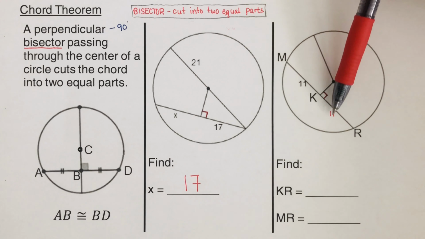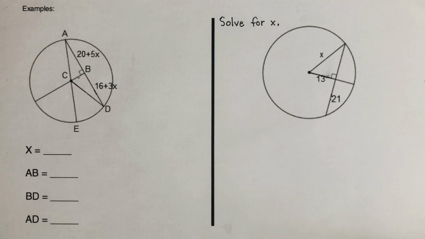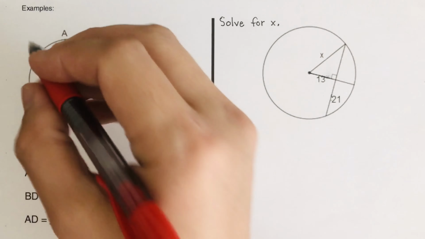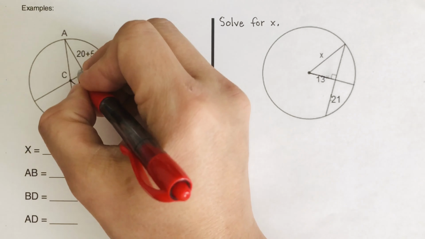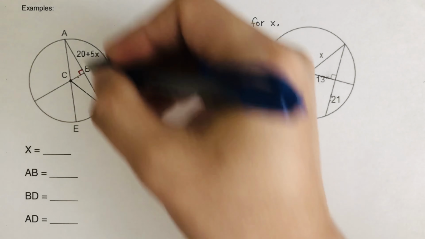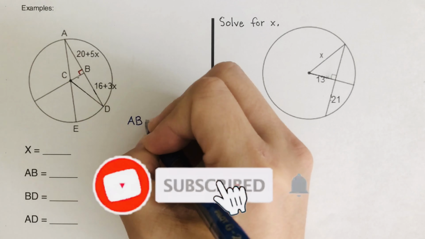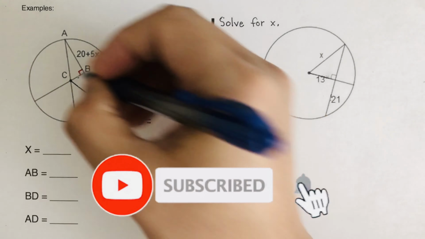Now let's move on to the next example. It's pretty much the same thing, but this time around we have expressions as the length of the chord. Since we know that CB is a perpendicular bisector, because there's a small square indicating 90 degrees, the chord was cut into two equal parts. So we can set up our equation as AB is equal to BD. This half is equal to the other half since that's a chord right here.